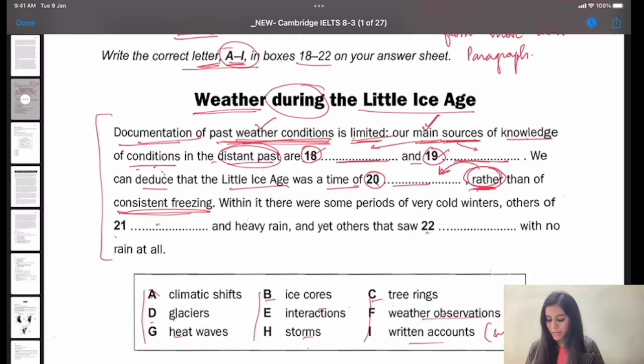Okay, I'm so sorry with the spellings. Supplementing.